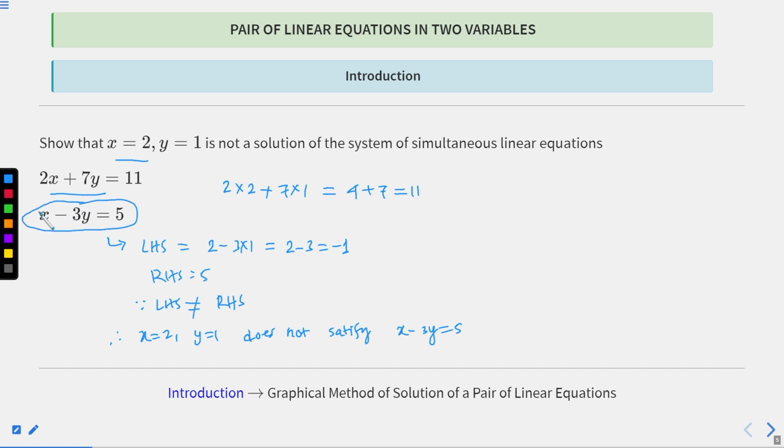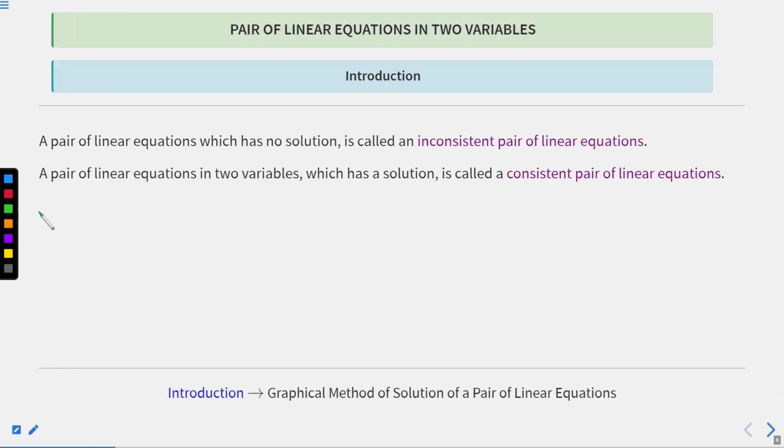Okay, so x equal to 2 and y equal to 1 is not a solution of the system of simultaneous linear equations 2x plus 7y equal to 11 and x minus 3y equal to 5. Okay, so we have proved that. Now we'll discuss inconsistent pairs of linear equations and consistent pairs of linear equations.